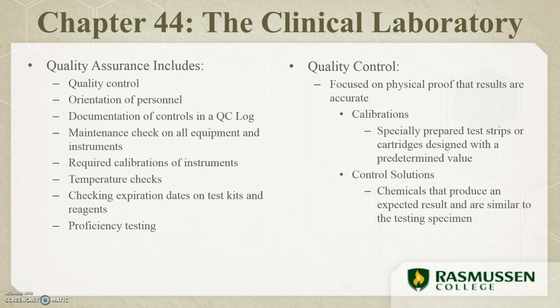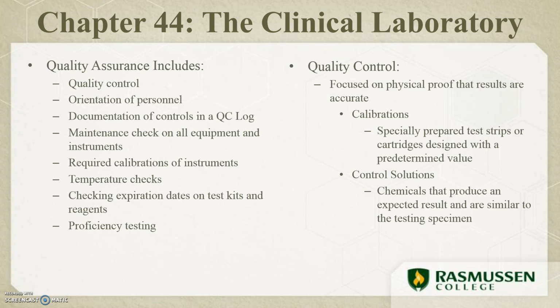Quality control is a piece of quality assurance that focuses on the processes to ensure quality. It's really focused on the physical proof that results are accurate. Some machines require evaluation by calibration devices, which are specialized prepared strips or cartridges that are designed to produce a predetermined result. Or they can use control solutions, which are chemicals that produce an expected result that are usually purchased from a provided manufacturer for testing the equipment. Quality control should be done every day on all devices or kits to make sure that they're appropriately working.